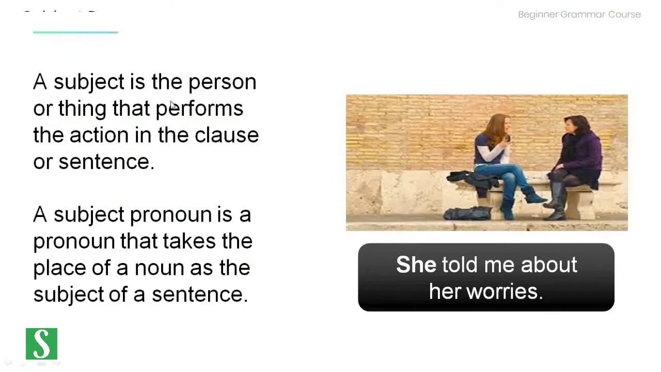Now, a subject is the person or thing that performs the action in the sentence or clause. And a subject pronoun is a pronoun that takes the place of a noun as the subject of a sentence. For example, in the sentence, we have, she told me about her worries. Now, the word she is a pronoun, and it is the subject of the sentence. And so the word she is a subject pronoun.